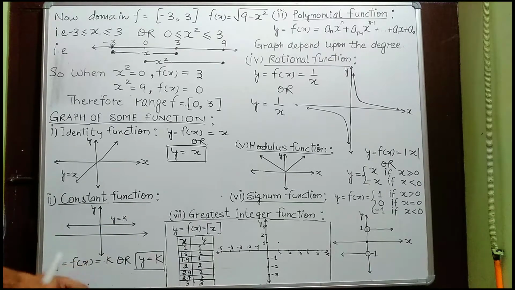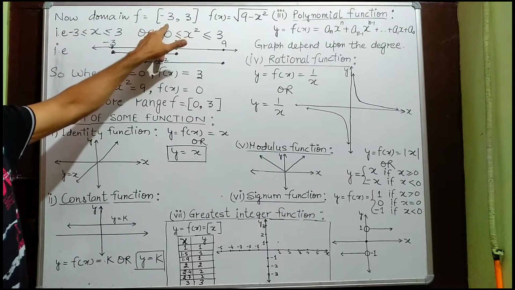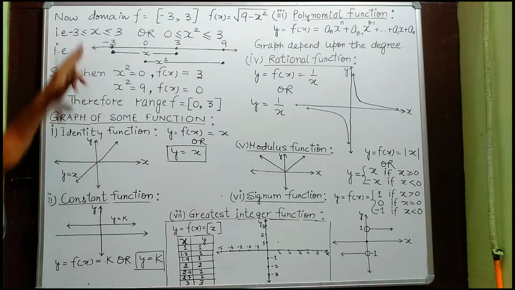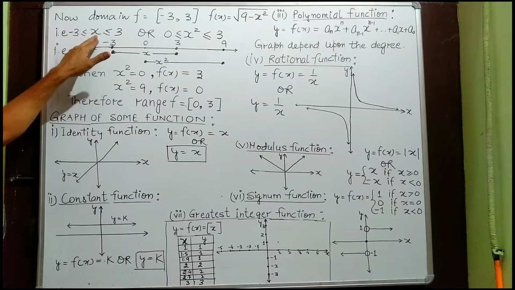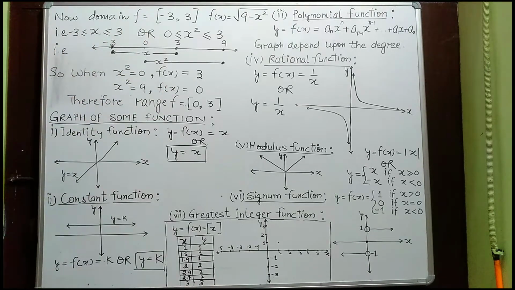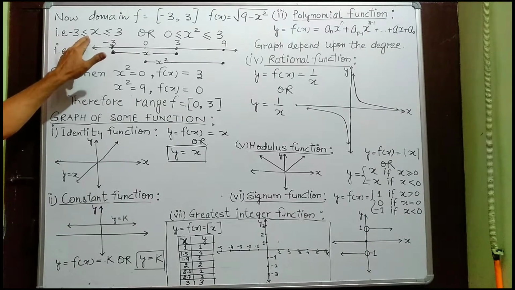Now the question arises. Now you have obtained the domain. Domain of the function is minus 3 to 3. The function is this. So this is the value of x. Value of x is minus 3 to 3, both included. Now, what will be the value of x square?